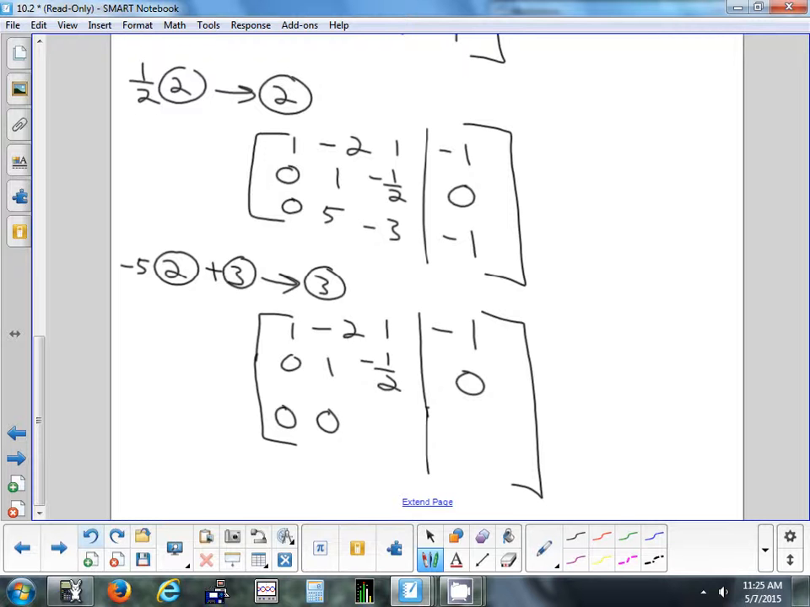Cody, what's -5 times -1/2? If you want to use a decimal, you could use that too. 2.5. Yeah, you could write it as 2.5. And what's 2.5 take away 3? -1/2. And then the last one, -5 times 0, that's 0, take away 1 is -1.